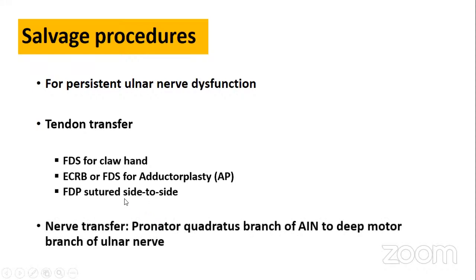One of the new things is the nerve transfer. We use the pronator quadratus branch of the anterior interosseous nerve. We could put it to the deep motor branch of the ulnar nerve. We have two pronators, so this amount of denervation doesn't cause much of a disability. So that branch from the median nerve is taken and connected to the deep motor branch of the ulnar nerve. Especially with this, the intrinsics recover very nicely.